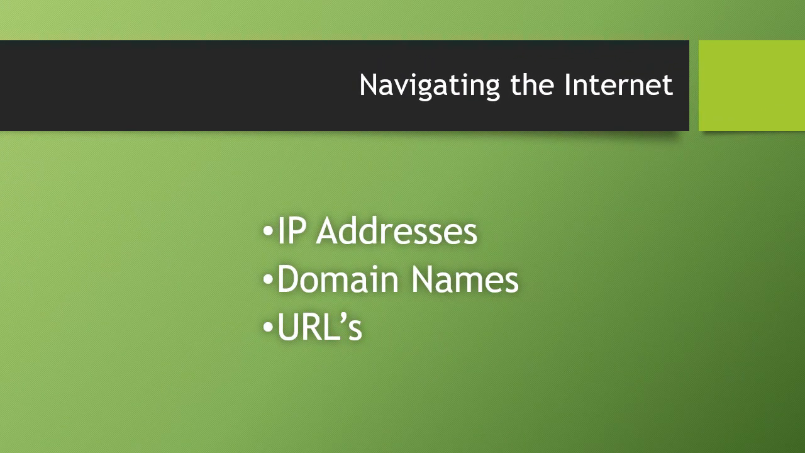As far as navigating the internet, some things to know about how the internet is set up and how navigation is actually done by a browser. It involves three basic things: IP addresses, domain names, and URLs.